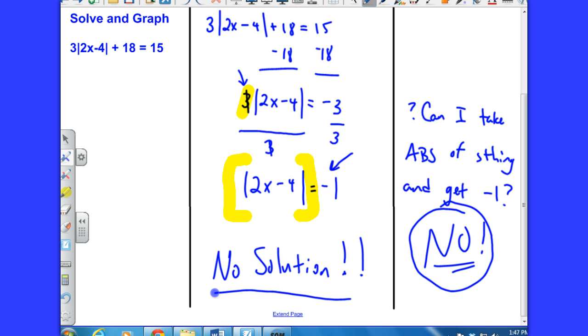Why? Because you're telling me that there is no value for x that could be put in there, and then you take its absolute value and get a negative number. It can't be done by definition of absolute value.